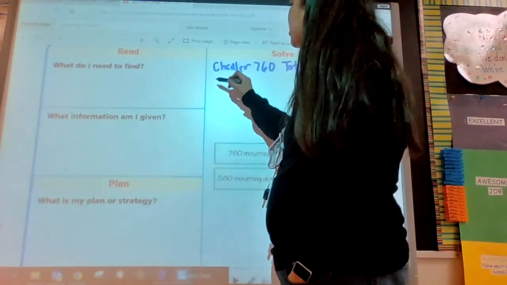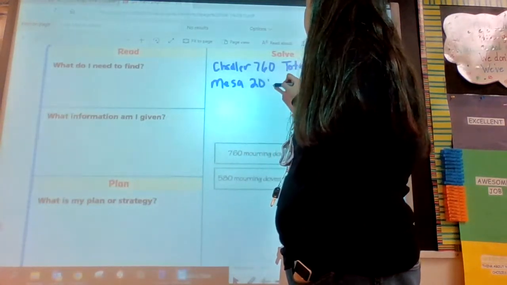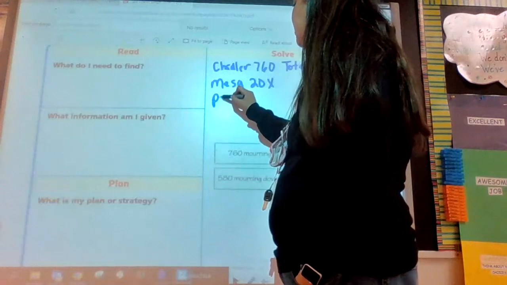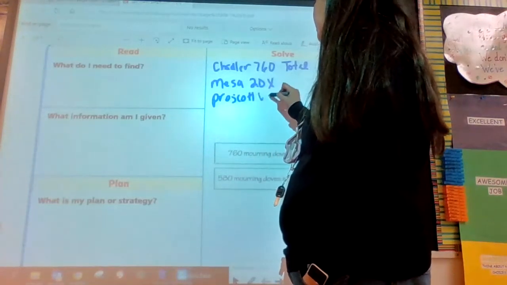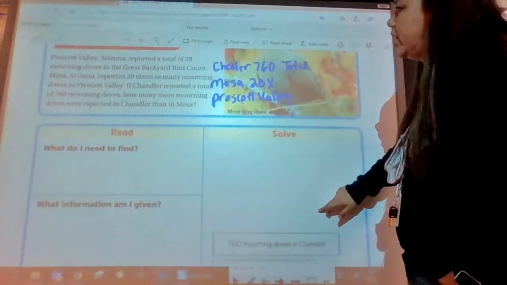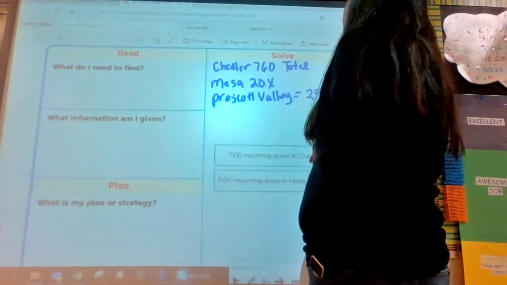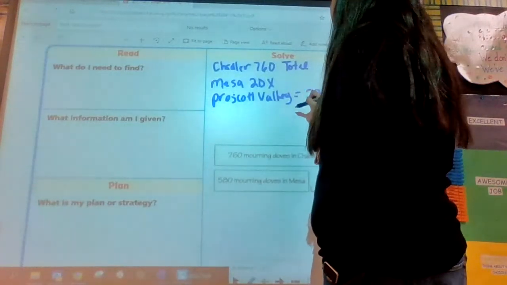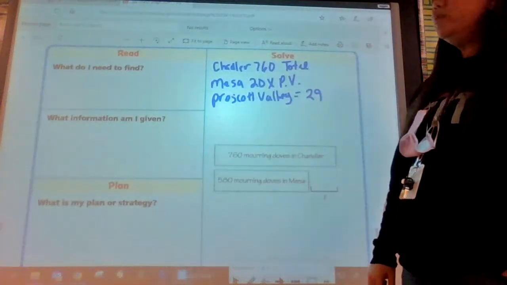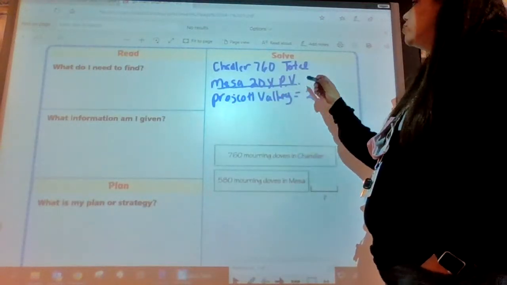Okay? I also need to know Mesa because I want to know how many more. And we know that Mesa is 20 times Prescott Valley. And we know Prescott Valley had, oops, I've got to look. I think I said 29. Yes. So Prescott Valley had seen 29. And this is 20 times Prescott, I'm going to just shorten that up, Valley. So what my first plan is maybe to do this smaller problem. Find out how much Mesa has.